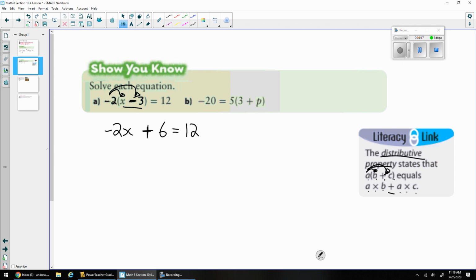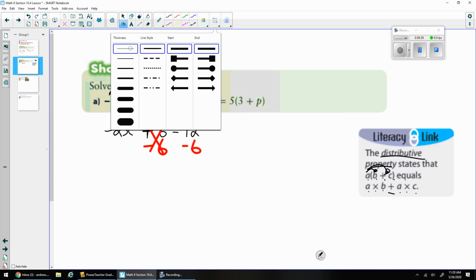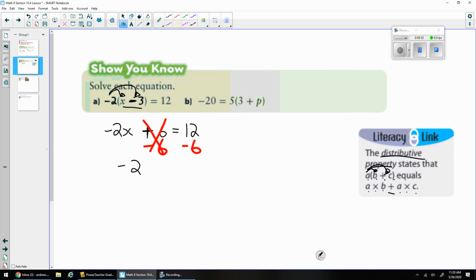So now I have gotten rid of the brackets after I've used the distributive property. So now I can just go along. I'm first going to get rid of the addition and subtraction. So this cancels out first. I minus 6 on both sides so that I can keep it balanced. So I'm left with negative 2x on the left, and then 12 minus 6 is equal to 6. And then I'm going to want to divide by negative 2, since x is being multiplied by negative 2. So I do the opposite thing. I do that on both sides, divide by negative 2. The negative 2's cancel out, and I'm left with x is equal to 6 divided by negative 2, which is negative 3. Okay, there's my answer.